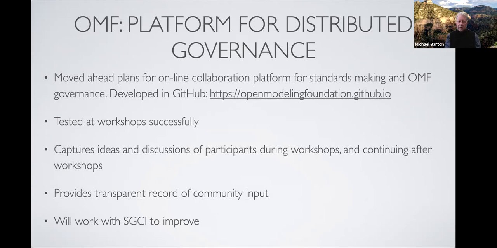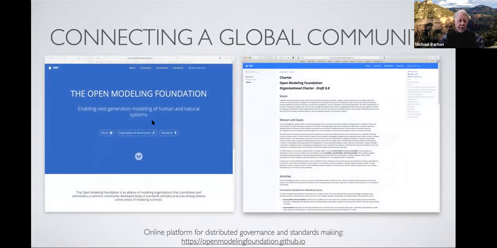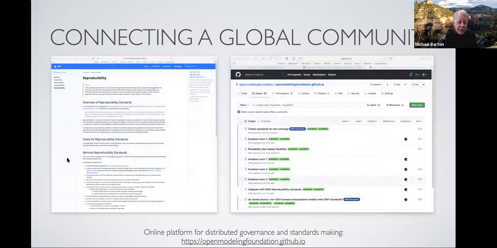We're going to work with the SGCI, the Science Gateways Community Institute, an NSF-funded organization which focuses on gateways. They work with Systems and ComSysNet to help improve this gateway, the OMF gateway that we've put together a pilot for. This is what it looks like. It's a really basic intro screen where you can go to organization, government, standards, and information. You can see here's a document, and you can propose ideas and changes to that document if you want. You can take a look at this if you'd like. This is an example standard that was developed in one of the workshops. And here's the issue tracker, where we've captured some of the information during the workshops and breakout rooms.